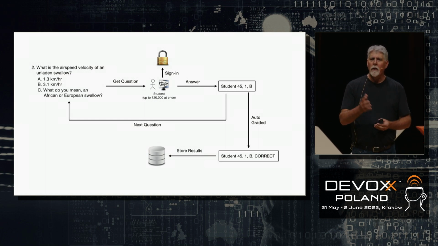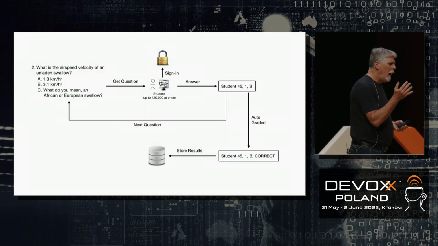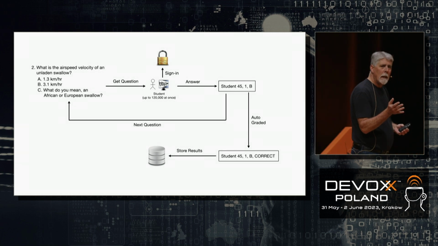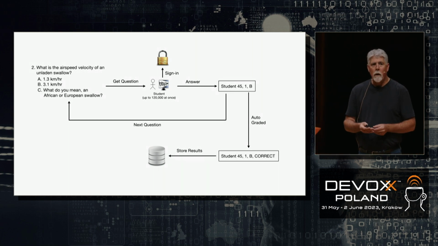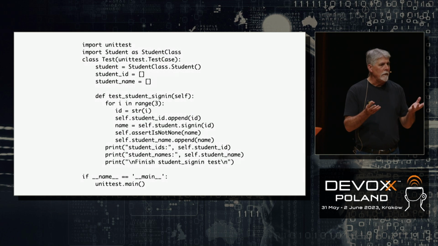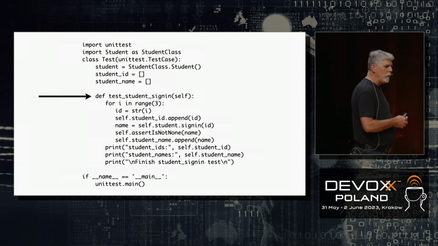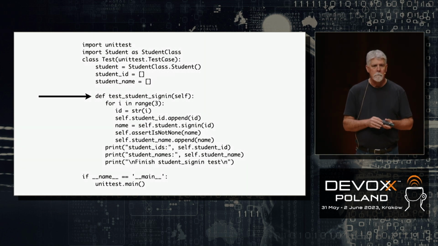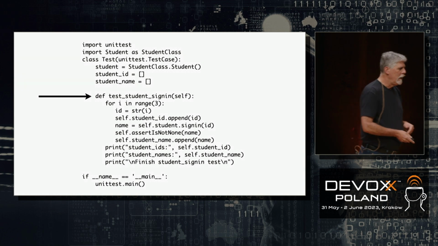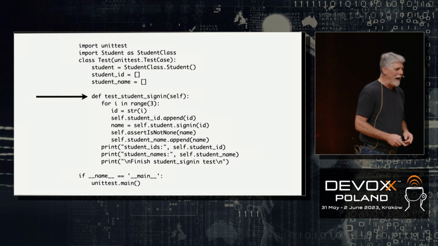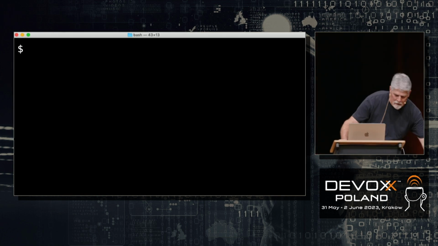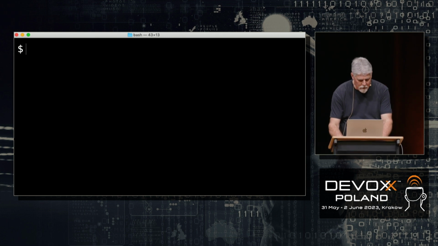So when we look at this kind of system, how do we test it? Well, one of the ways is to write unit test cases. Here's an example in Python. As a matter of fact, here is a test for that student sign-on to make sure it works okay. Let's make sure we run the test here.